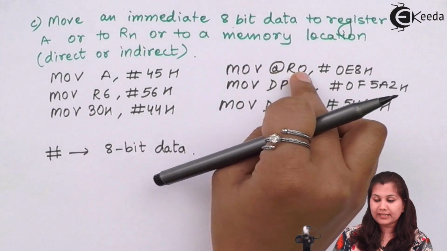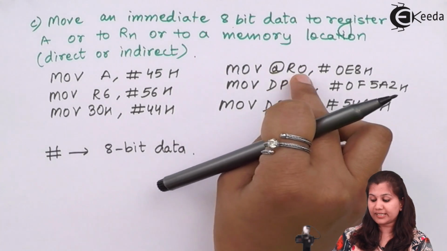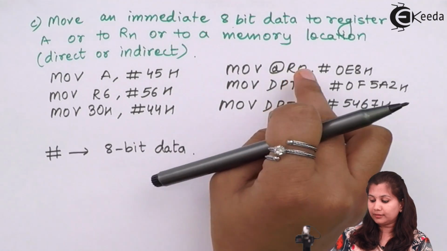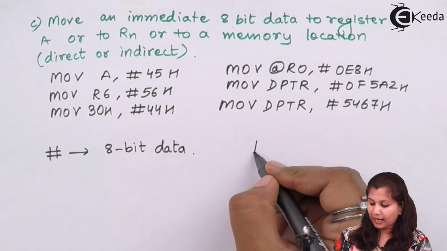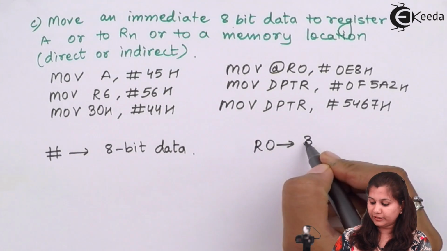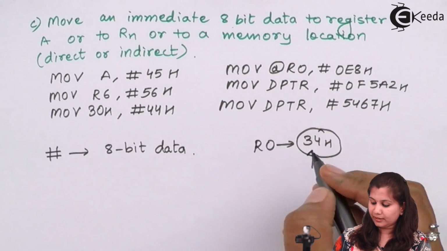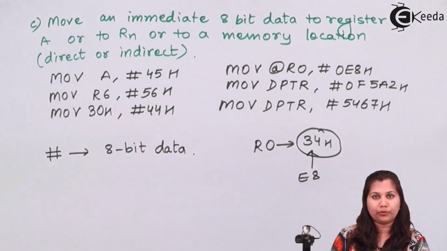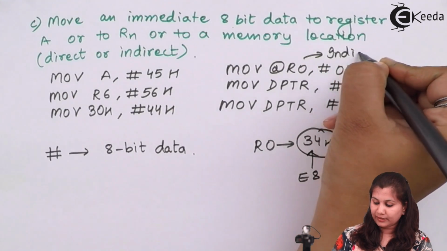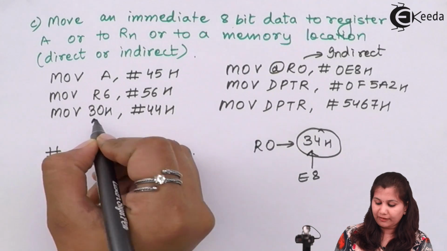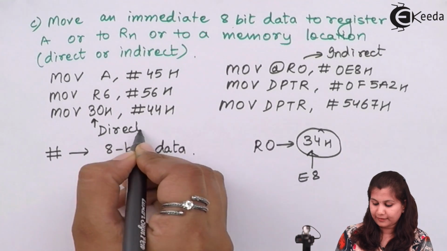Then indirect addressing can also be there. So here we have used the address which is stored in the register number R0. At that address, this number will be stored. So suppose that in R0 we have some address like 34H. So at that address this number E8 will be stored. Okay. So this type of addressing is called the indirect addressing. Whereas direct addressing, where we have directly written the address in the instruction. So that is the direct addressing.